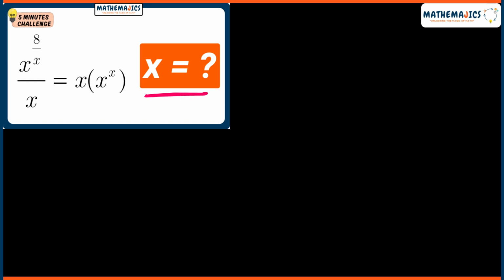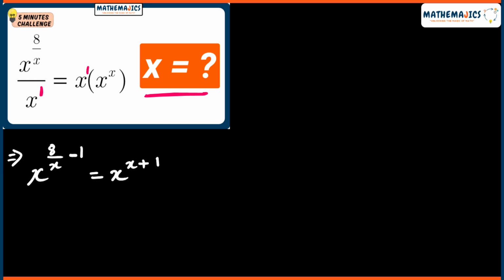To simplify, please understand here in the denominator you can see there is no power of x given. That means the power is 1. On the right hand side, no power of x is given here. That means the power is 1. I hope you know this much. So let's solve the left hand side. If I simplify the left hand side, I can rewrite this as x raised to power 8 upon x minus 1, and the right side can be written as x raised to power x plus 1.